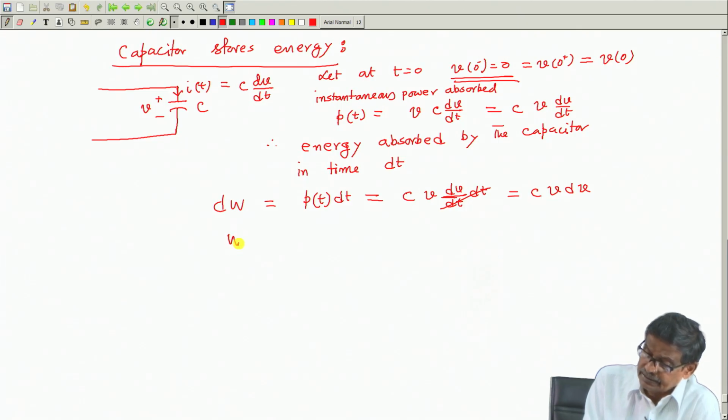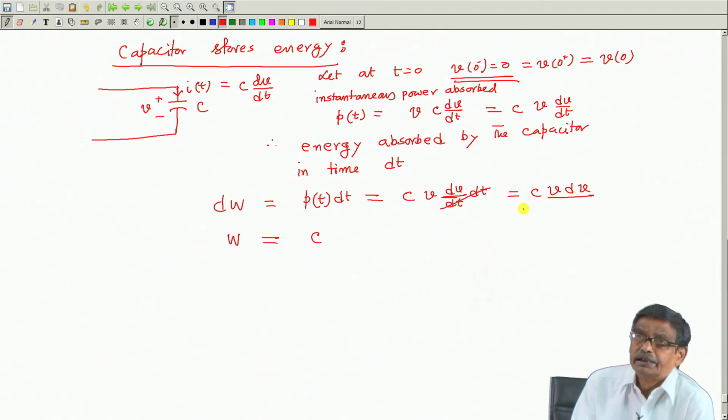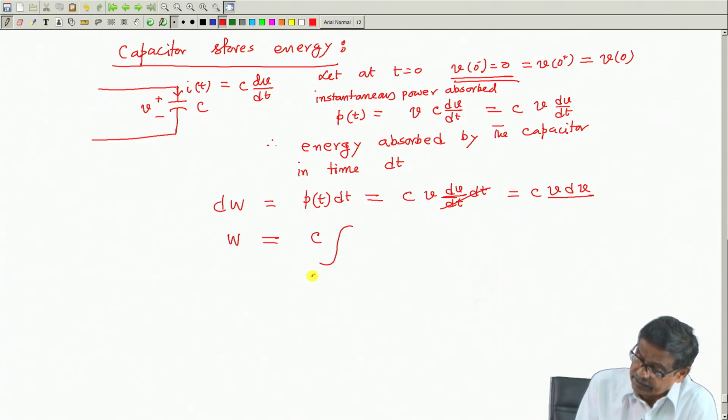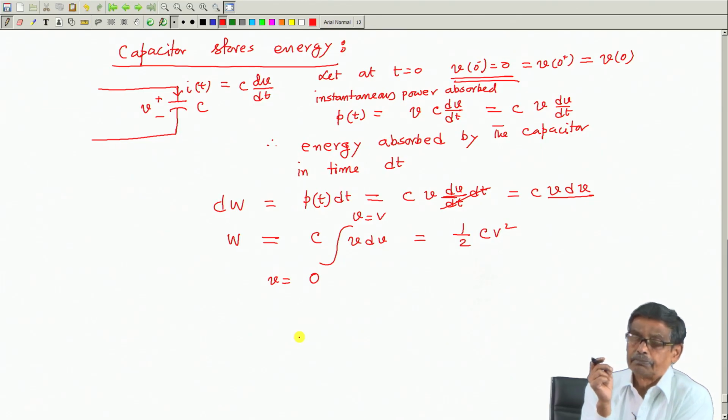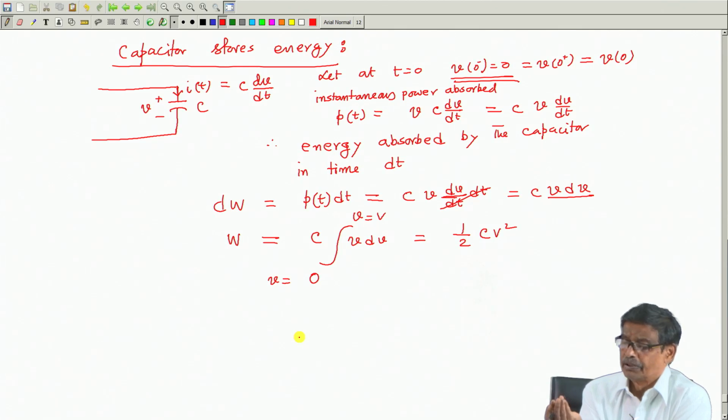Therefore, the total energy supplied to the capacitor. So, it is now an integration to be done with respect to voltage across the plate of the capacitor. Suppose the voltage across the plate of the capacitor changes from 0 volt to some volt capital V. So, this will be the integral of C v dv and this will become equal to half C V square. In general, if you know the instantaneous value of the voltage across the plate of the capacitor at any given time t, then at that time the energy stored simply will be half C into that instantaneous voltage square.